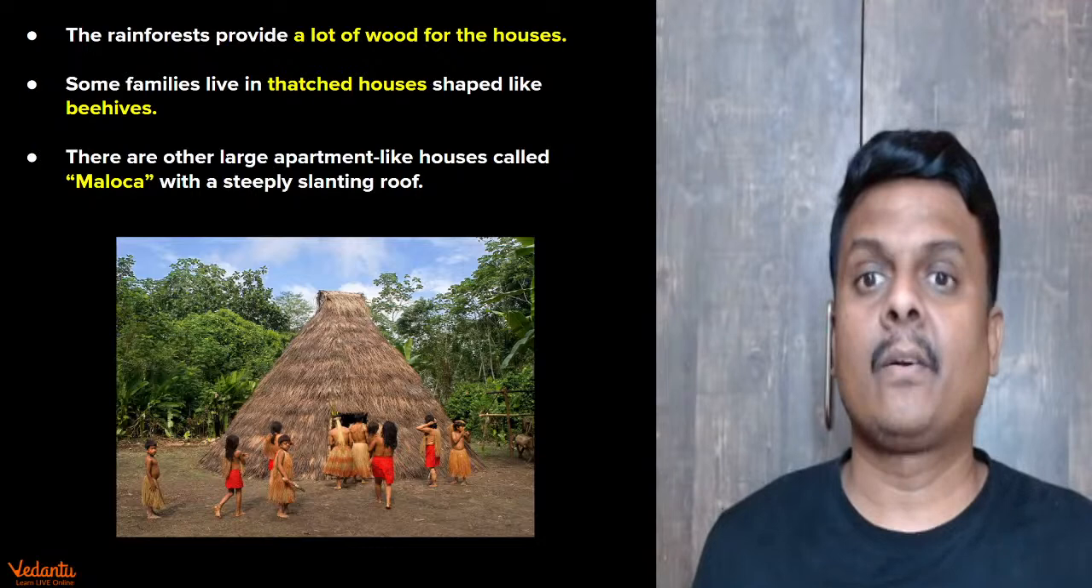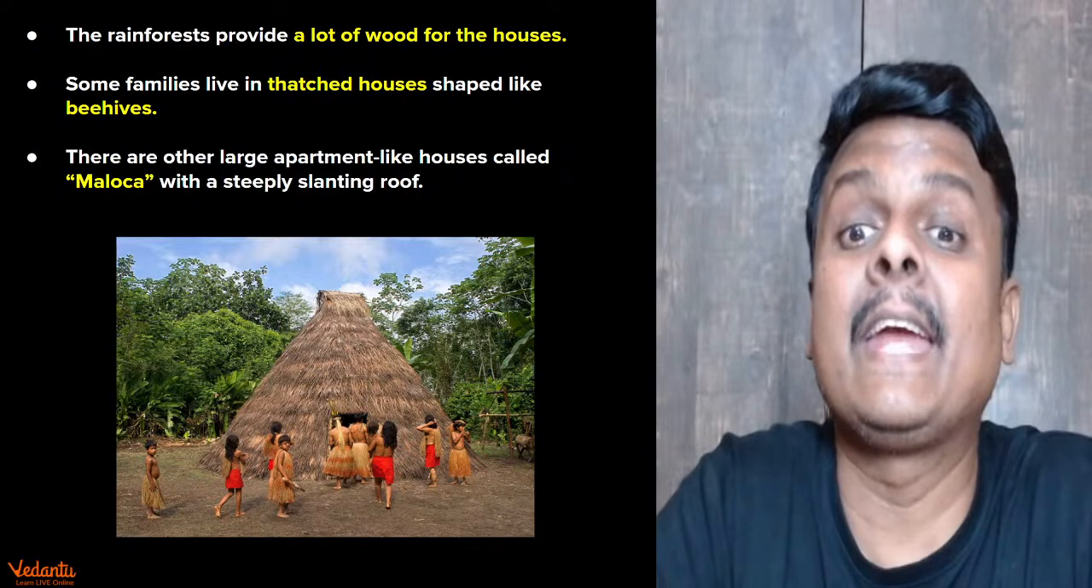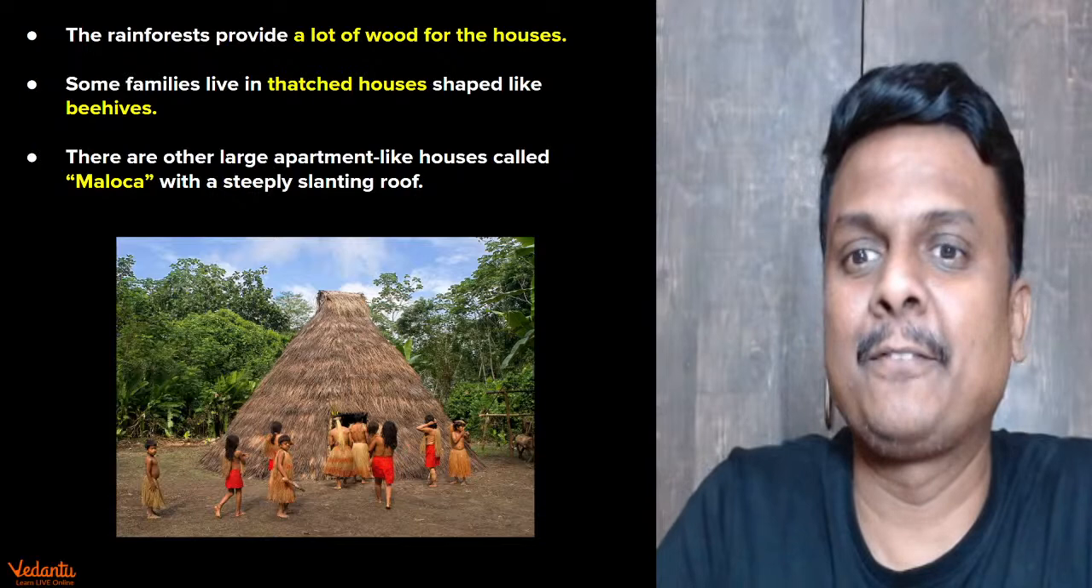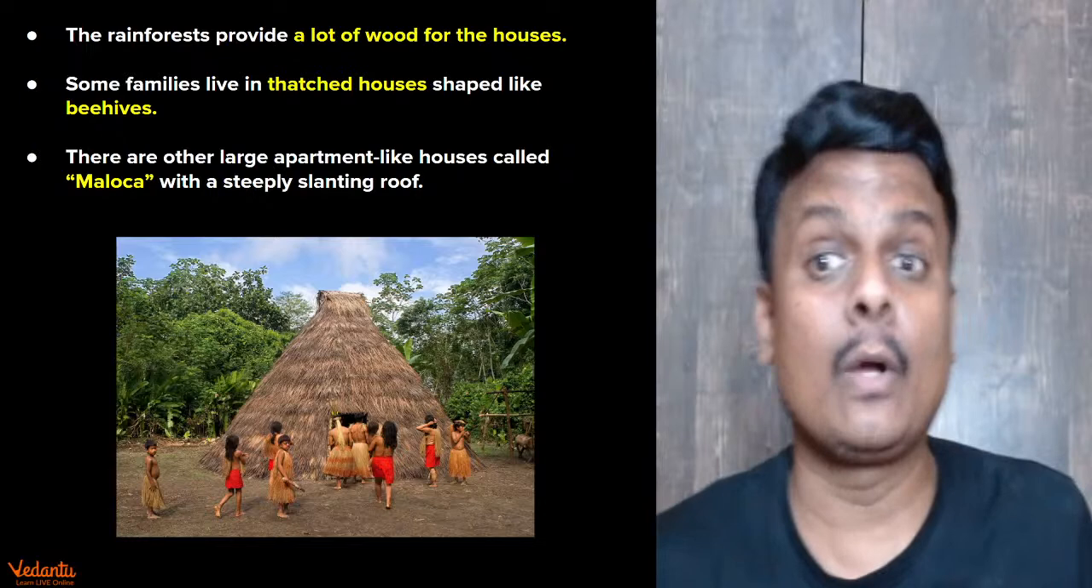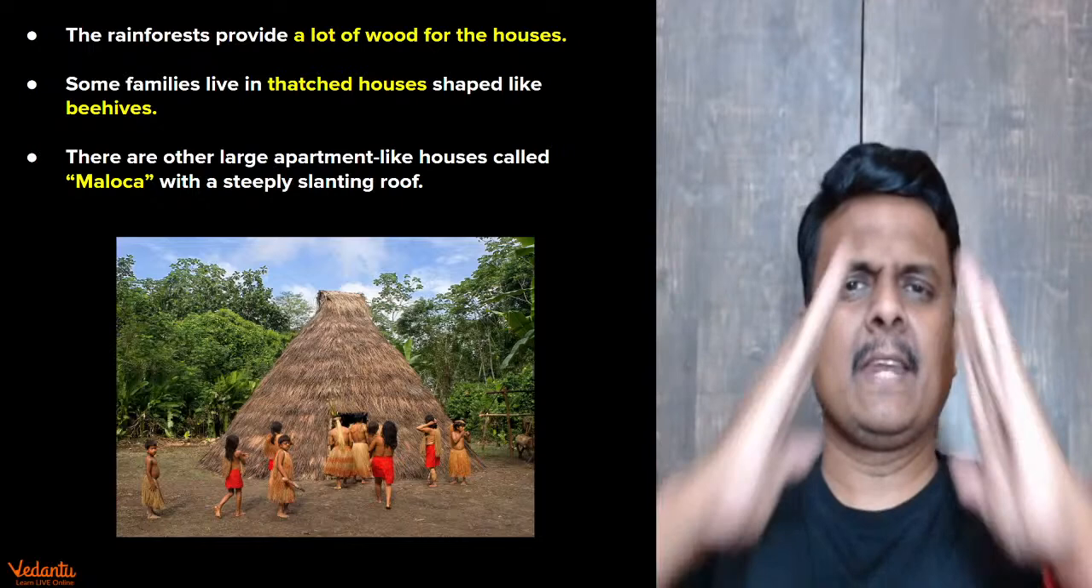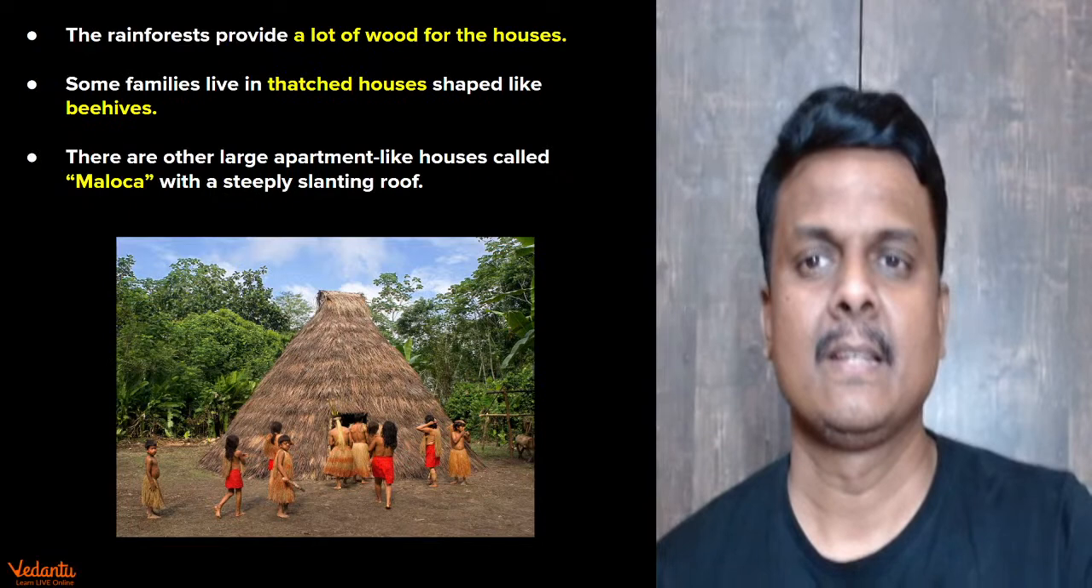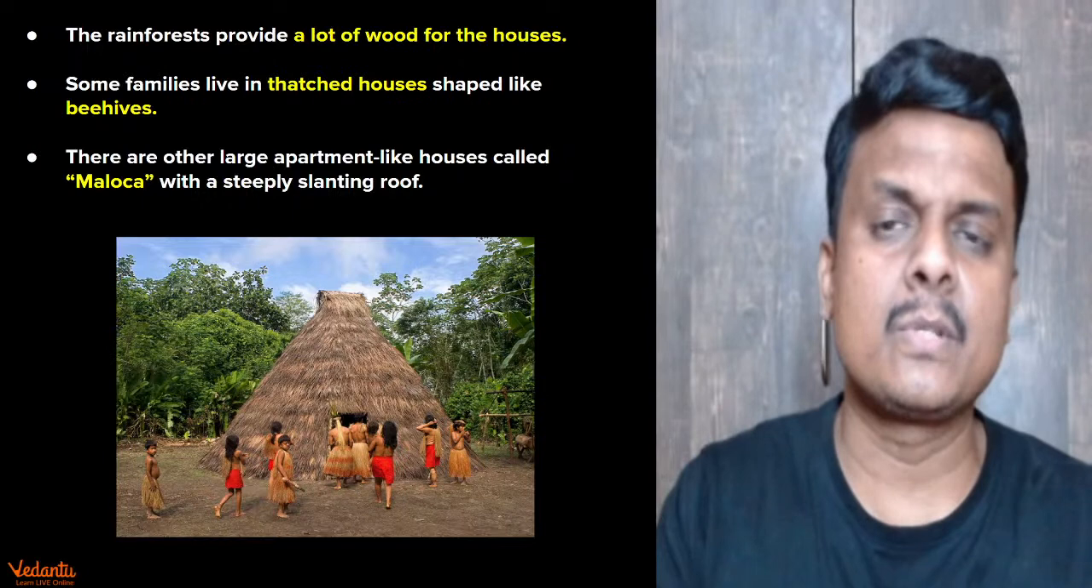Alright, and they build houses, the way you see on your screen. They build houses shaped like beehives. There are also other large apartment-like houses called malokas, with very steep slanting roofs. Because of the large amount of wood that is available, these kinds of houses, beehive houses or malokas, are being built.